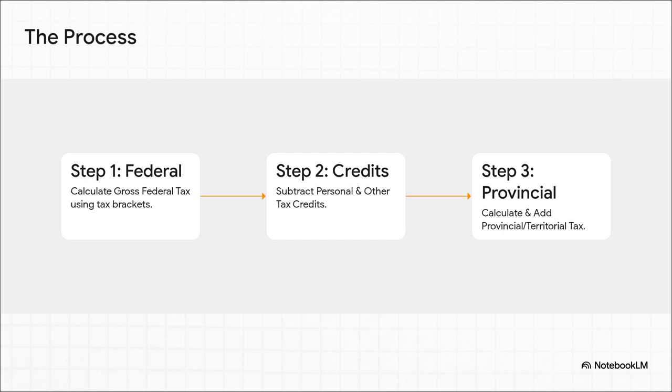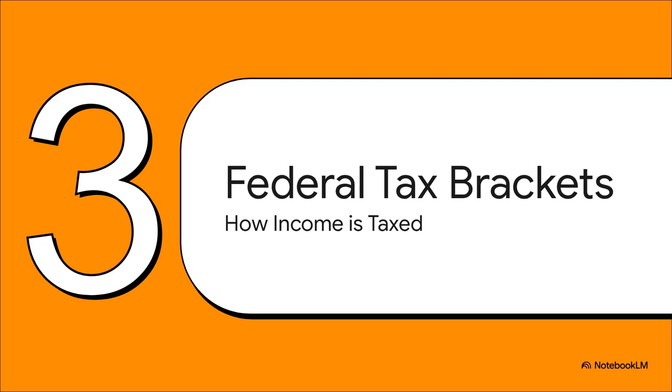Now, that official framework might look a little intimidating, but we can boil it down into a really straightforward three-step process. First, you calculate your gross federal tax using the tax brackets. We'll spend a lot of time on this part. Second, you subtract your tax credits to get your net federal tax. And third, you do the same for your provincial tax and add it all up. Simple as that.